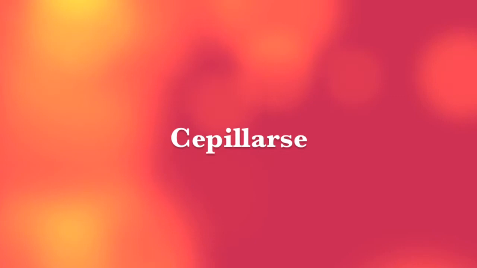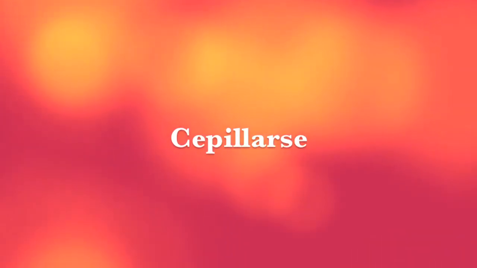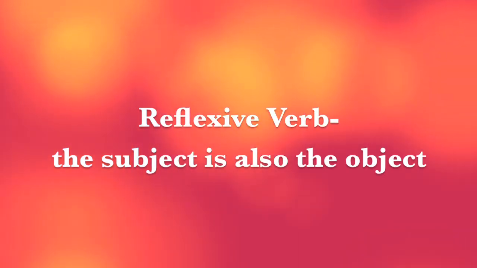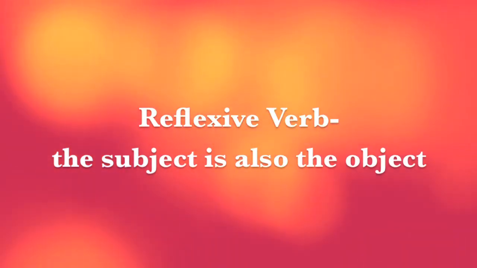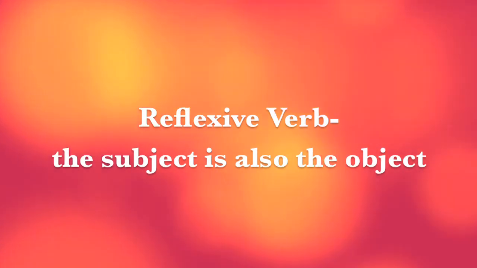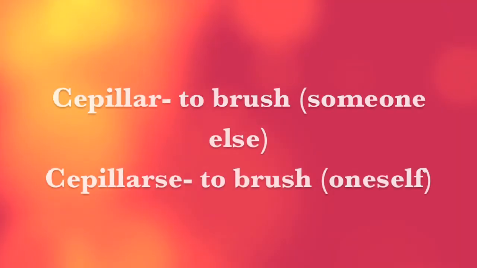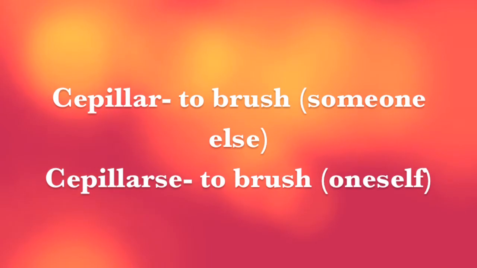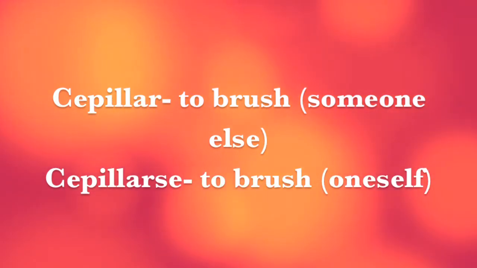However, if you make the verb reflexive, which in this case would be cepillarse, continuing with the verb cepillar, it changes the meaning to brush oneself. And in a reflexive verb, the person doing the action is also receiving the action. For example, with cepillar, that would just mean to brush. Maybe you brush your dog or you brush your friend's hair, but cepillarse would be brushing yourself. You're brushing your own hair or brushing your own teeth.